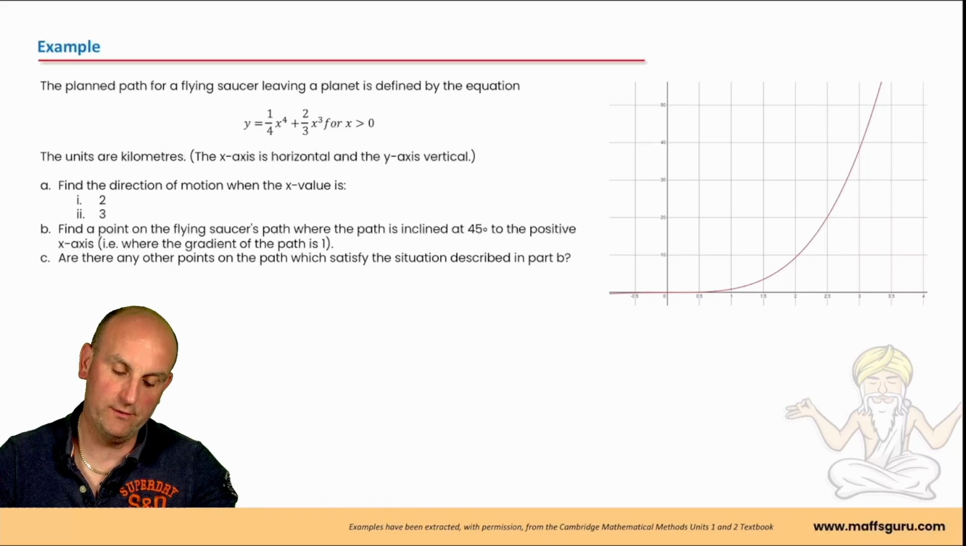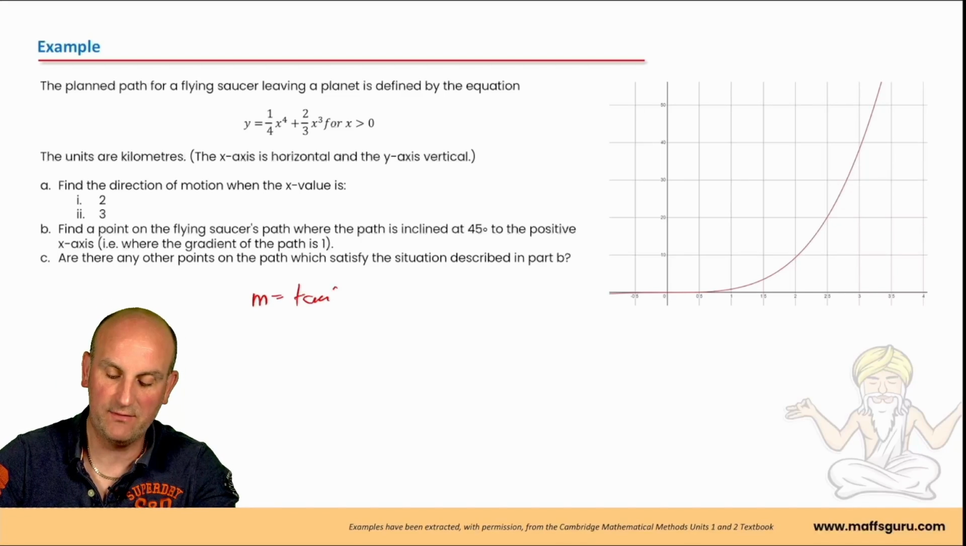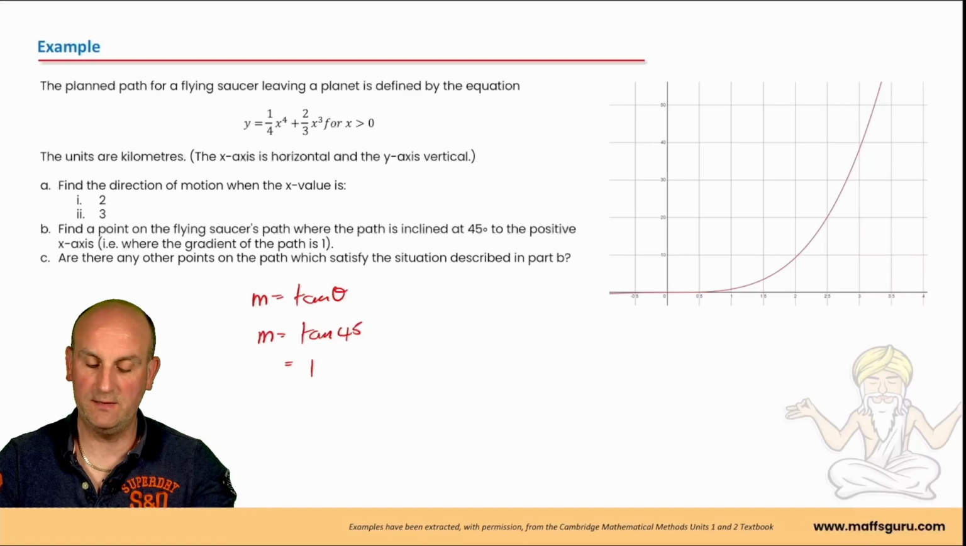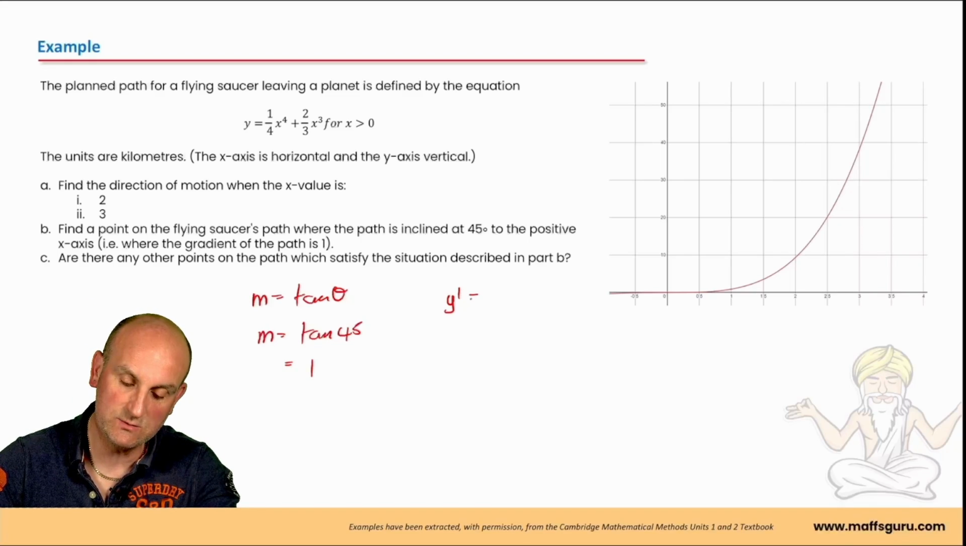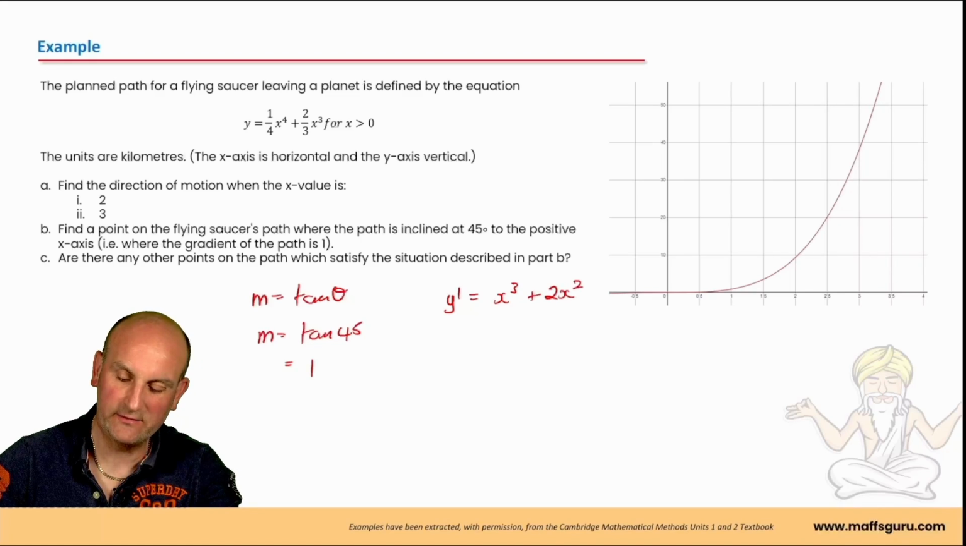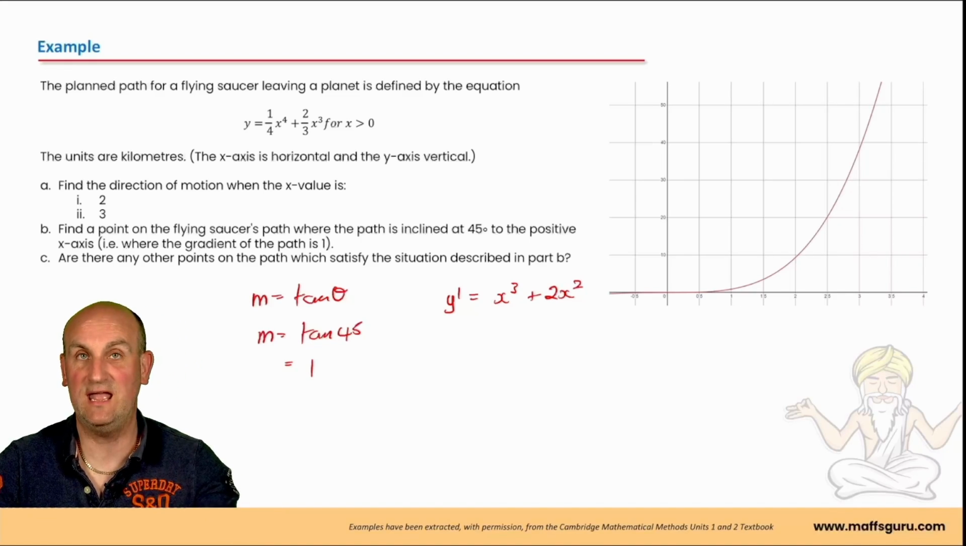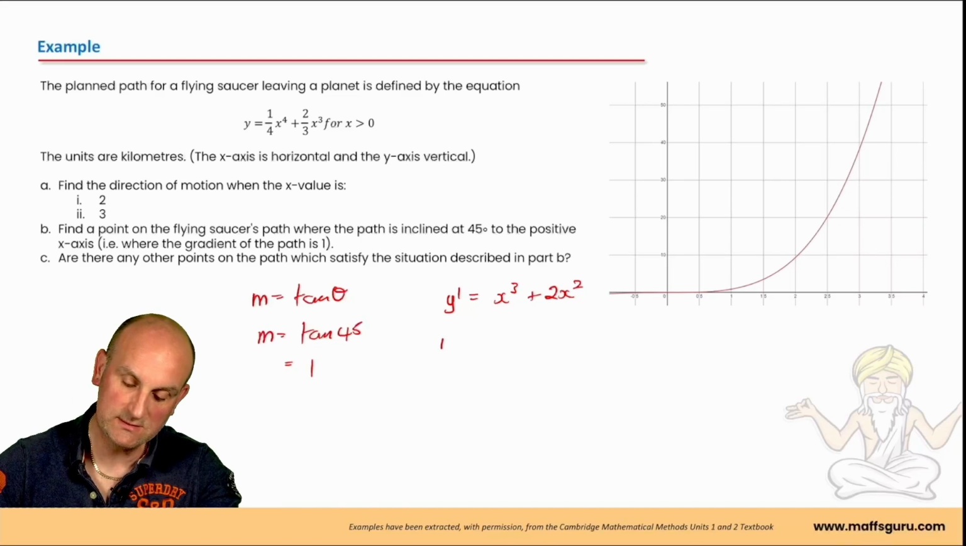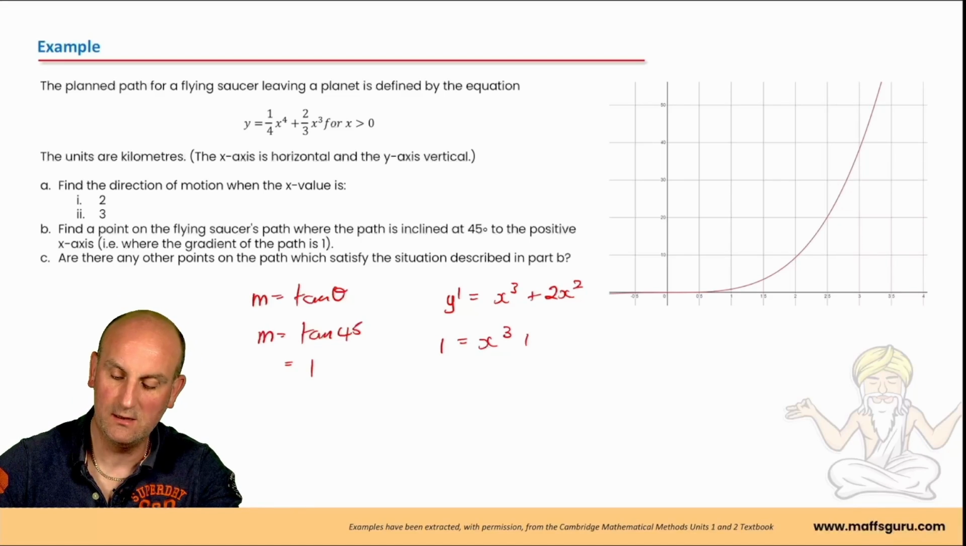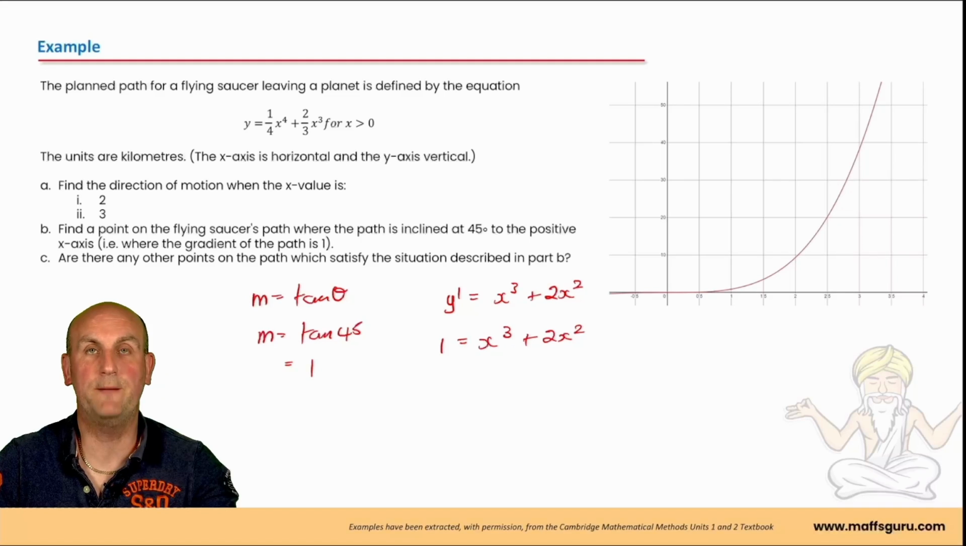Moving on to the next part of the question. Let's find a point on the flying saucer's path where the path is inclined at 45 degrees to the positive axis. Well, again, they've given me 45 degrees. So we know there that m is equal to tan theta. So my gradient's going to be tan of 45, which I just so happen to know is 1. How does that help me? Well, I know that y dashed was given by x cubed plus 2x squared. I now know that y dashed and m are interchangeable, they're the same thing. So I'm trying to solve for when x cubed plus 2x squared is equal to 1. How do I do that?